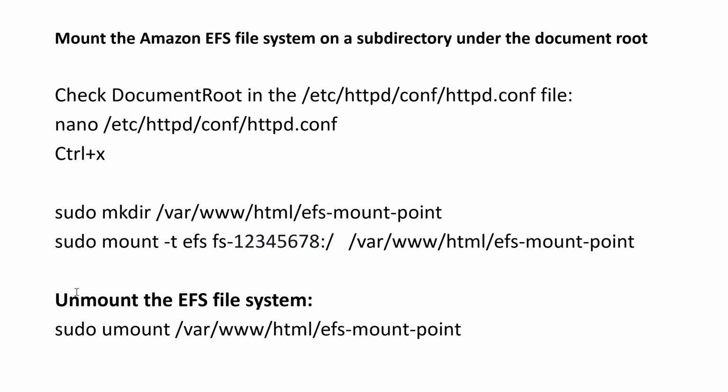Next, we need to create a mount point. First, note that the document root in the /etc/httpd/conf/httpd.conf file points to /var/www/html as the document root. For that, these are the commands, and we'll run them one by one.